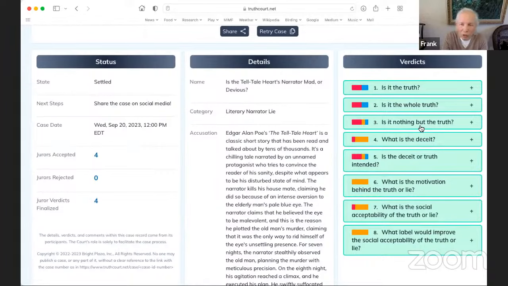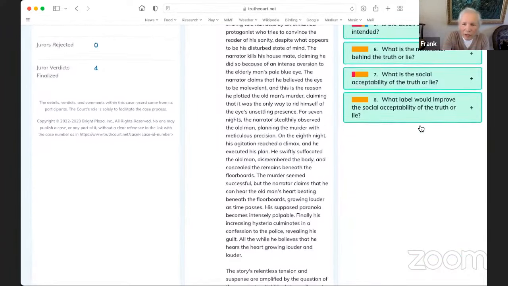So I think this shows a very good way that the TruthCourt can be used, not in its traditional way we've been talking about here all along, but as a quite powerful education tool that could be used in classrooms by teachers. All right, so that's my case.